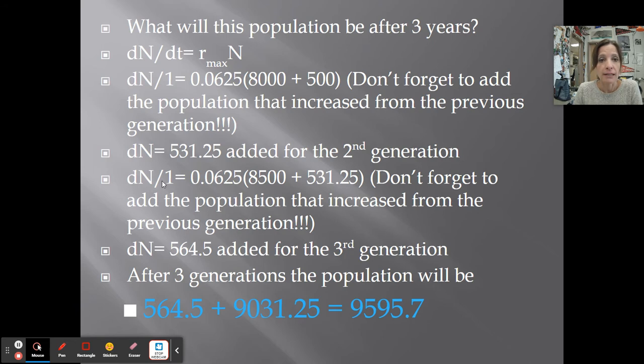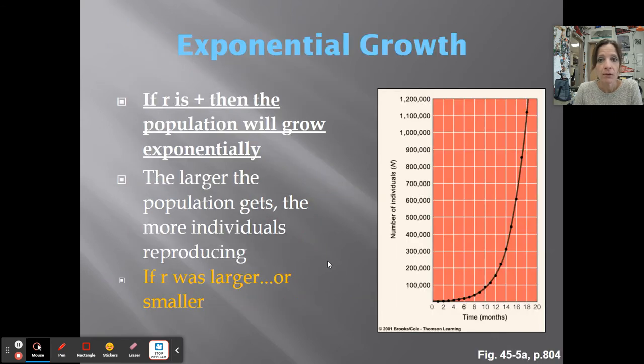Okay, so the key thing to remember here is that you can't just multiply it by 3 because it was 3 years, because the population size, N, somebody explained it's like interest. It changes every year. So you gain a little bit, and then you need to multiply it by the growth rate again, and so that's why it's not going to be an even 1,500 after 3 years.